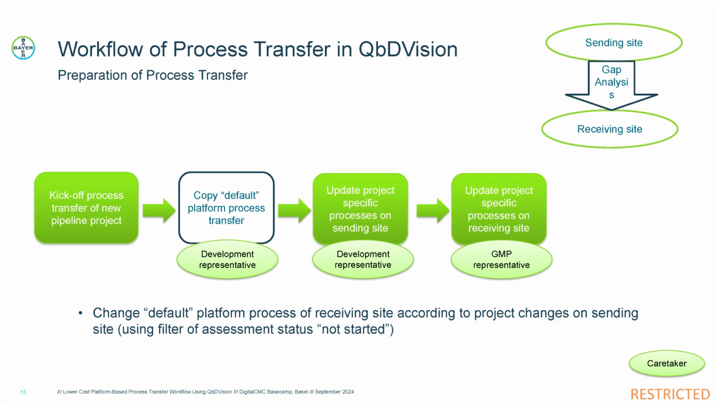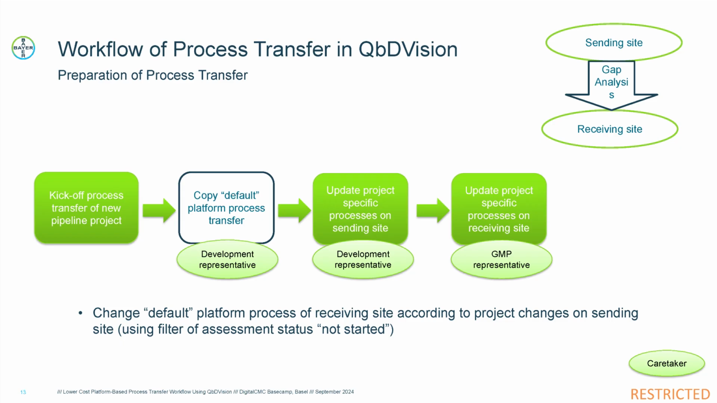And then the development representative changes all the project-specific changes, so what really depends on the molecule. This is entered, and for any entry which is changed, we change the assessment status from complete to not started. So it's complete by default, by this default platform process, and every time we change something, we put this assessment status on not started. And why are we doing this?